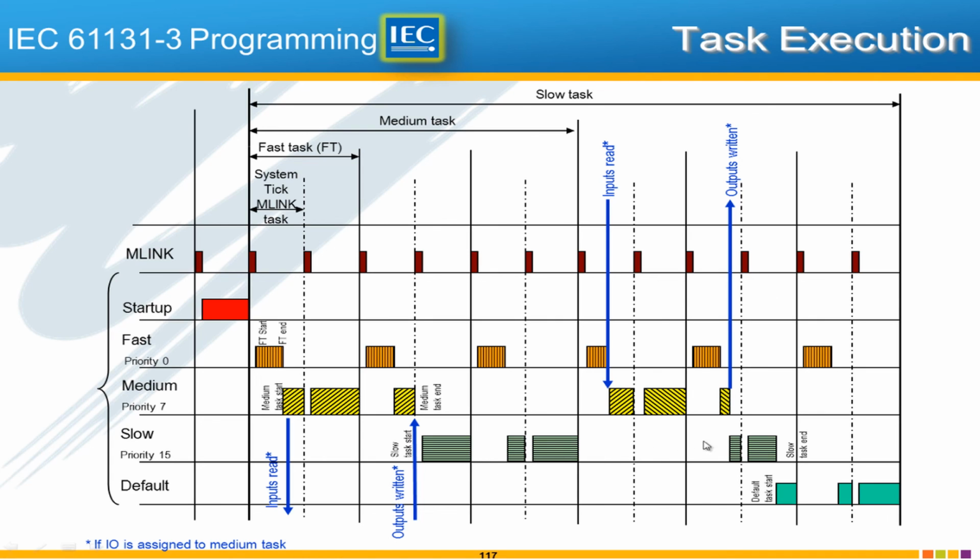And you can see that even though there's not a lot of code in the slow task, it gets interrupted so much that it does ultimately take quite a bit of time to complete. Also indicated on this diagram, we have inputs being read and assigned to the medium task and outputs written. So you can see how that input reading and writing, if it's assigned to the medium task, will operate in time in this way. So thank you for your attention. This is how IEC controllers work when using multiple tasks.